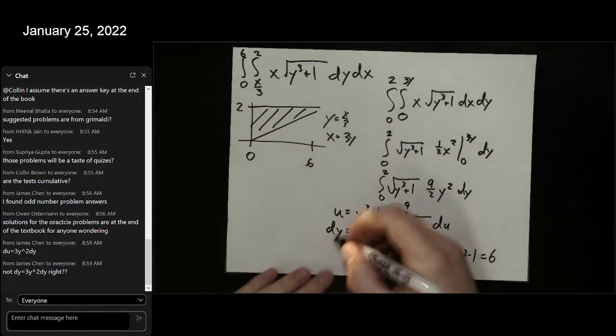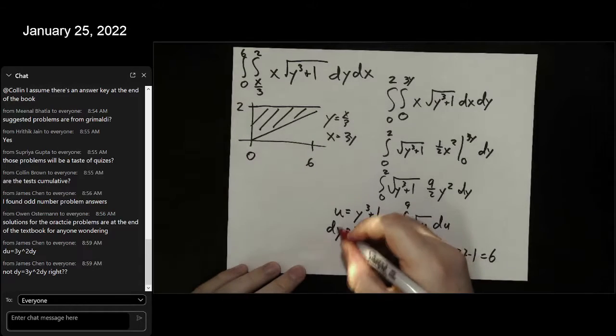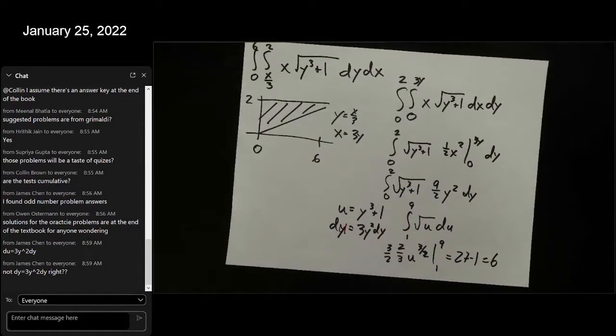Yes, I'm sorry, du, of course. I mean, the du should be 3y squared dy.